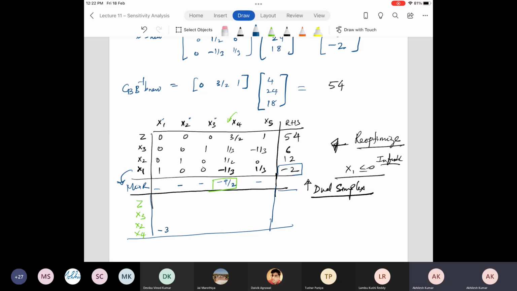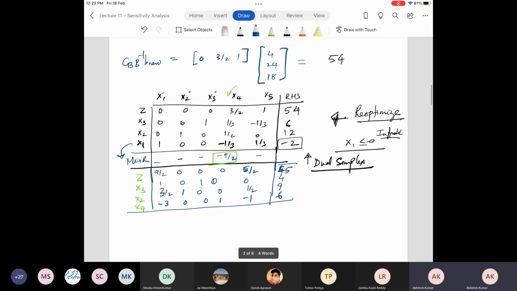So you should get minus 3, 0, 0, 1, minus 1 and 6, 2, 3 by 2, 1, 0, 0, 1 by 2 and 9, 1, 0, 1, 0, 0, 4 and 9 by 2, 0, 0, 0, 0, 5 by 2, 45. Is it matching? Yes, sir. It's matching.